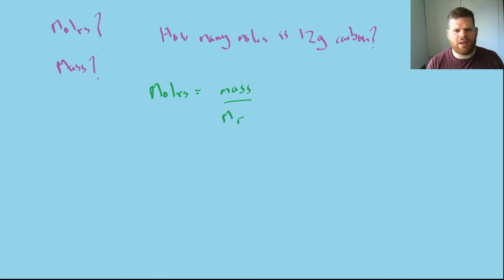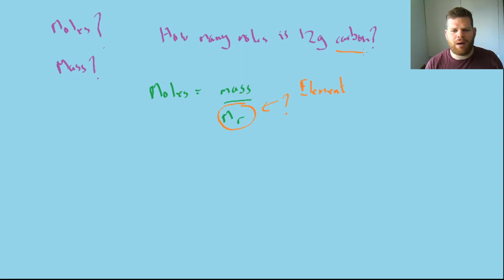Now, I'm already saying, okay, well, here's something that's new. What on earth is this little symbol, Mr? Now Mr can mean a number of different things. To start with, we're just going to talk about a question that has an element in it. So in this question, we're talking about carbon, which is an element.